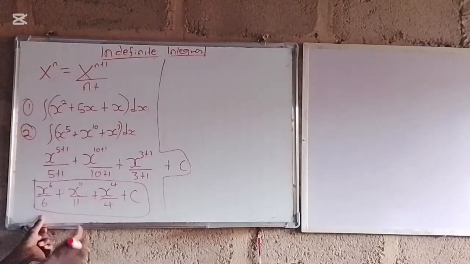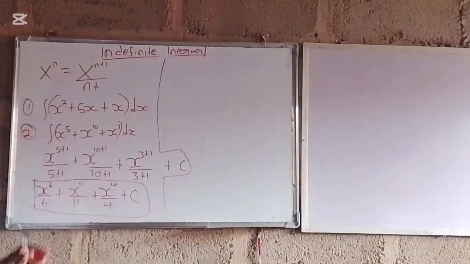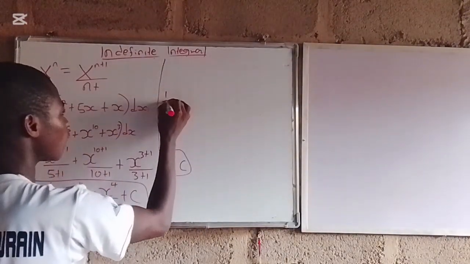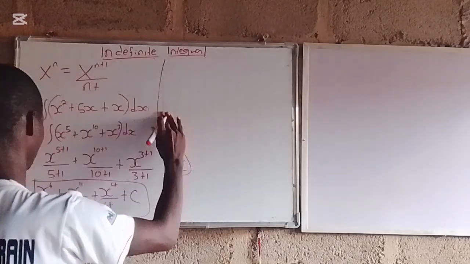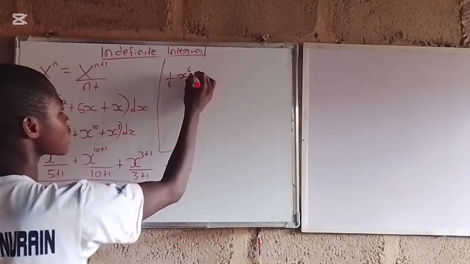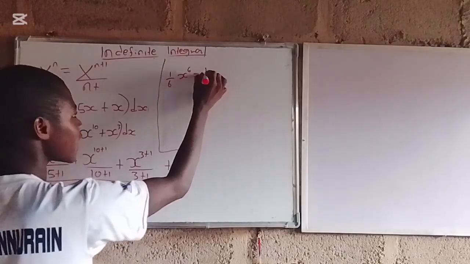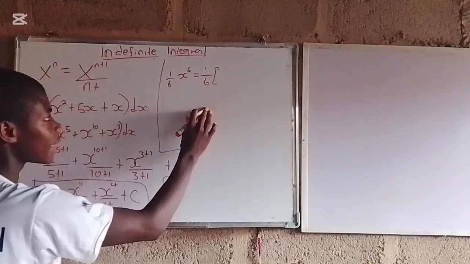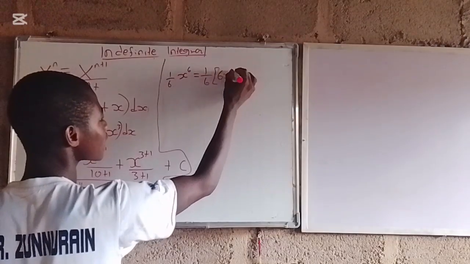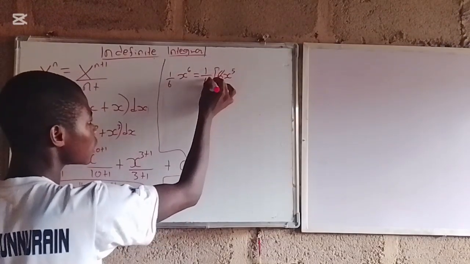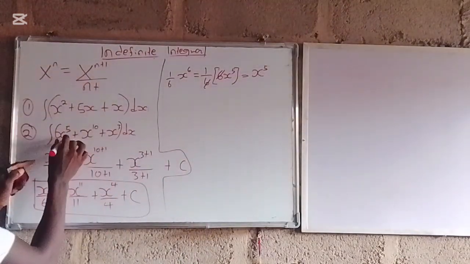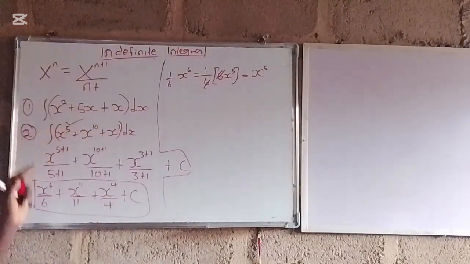So let's differentiate to see whether we get back the final result, the question that we are given. I have 1 over 6 of x to the power of 6. I keep 1 over 6 aside, then differentiate this. I'll get 6x raised to the power of 5. This will go with this. At the end, I'll find x raised to the power of 5. Yes, it's verified. We get x raised to the power of 5.